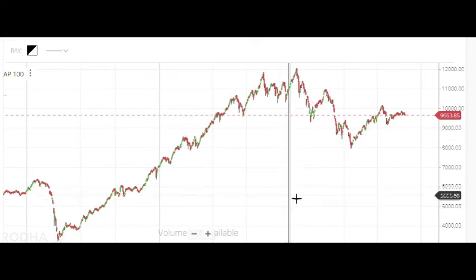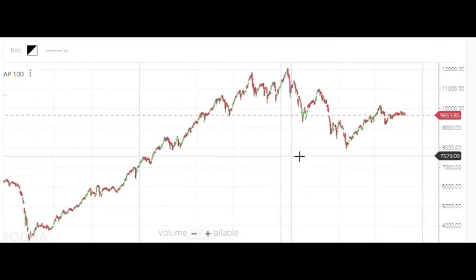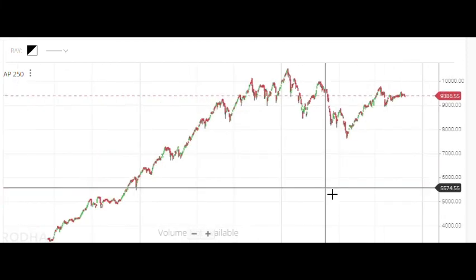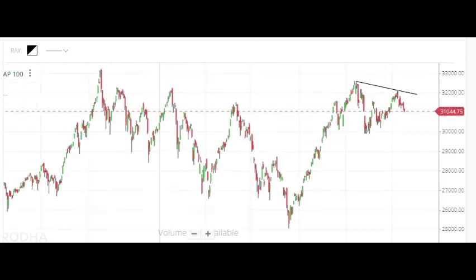Not much to be done, but it looks like consolidation is happening here also. Now if we go to Nifty Smallcap 200, almost similar. There's a consolidation happening here. Alright guys, looks like the smallcap market is in the consolidation phase.